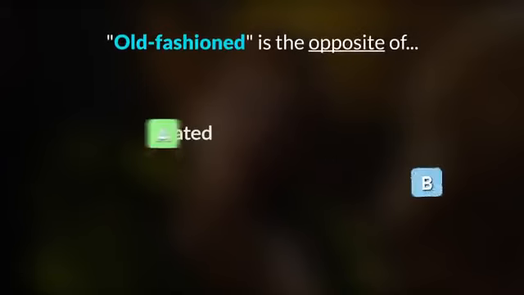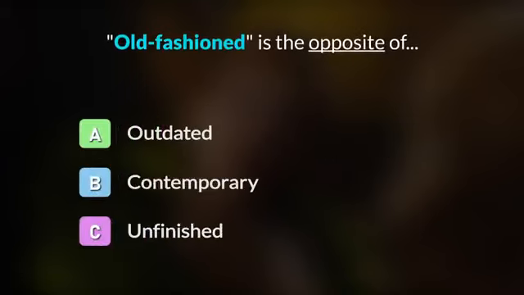Old-fashioned is the opposite of A. Outdated, B. Contemporary, C. Unfinished.